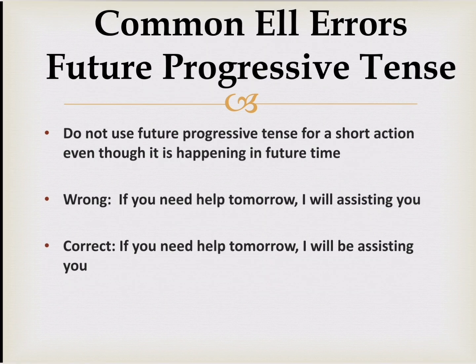Second ELL error is do not use future progressive tense for a short action even though it is happening in the future time. Let's look at the example. If you need help tomorrow, I will be assisting you, which is wrong. The correct answer is: if you need help tomorrow, I will assist you.